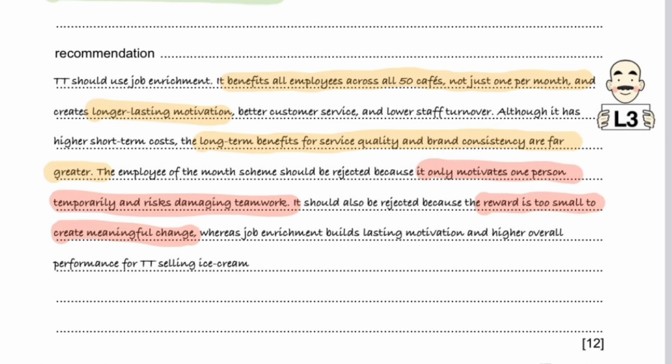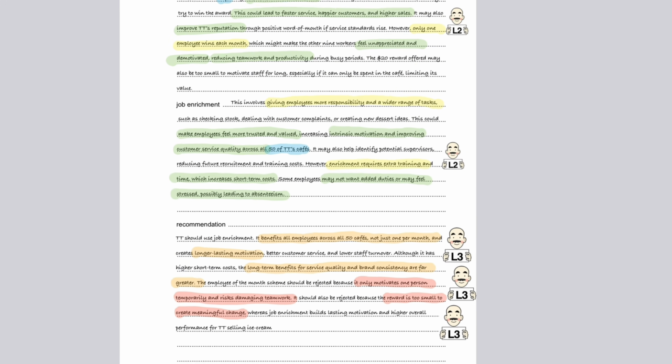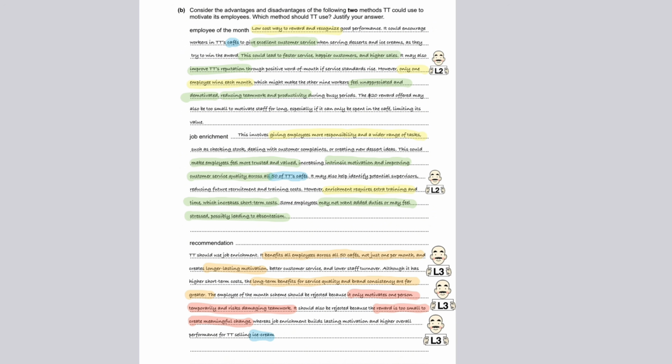And for Employee of the Month scheme, this is rejected because it only motivates one person temporarily and risks damaging teamwork. This will be our second level 3. And also the reward is too small to create meaningful change, whereas job enrichment builds lasting motivation and higher overall performance for TT selling ice cream. And this will be our third and final level 3. And we have our final application point here. So this gives us 12 out of 12.